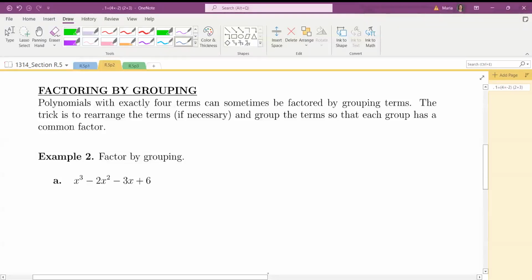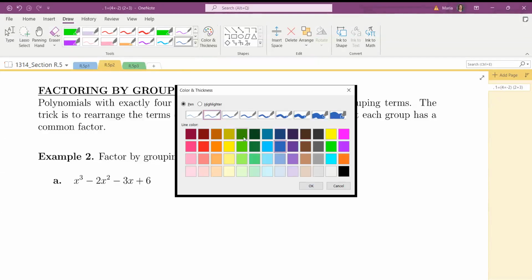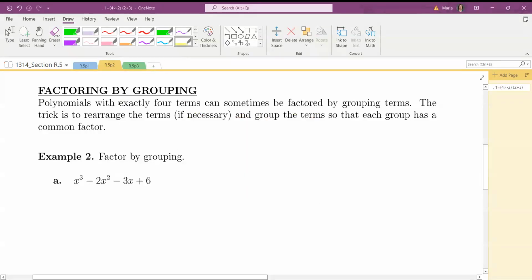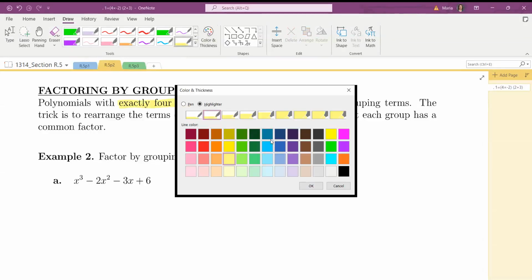The next technique we're going to go over is factoring by grouping. Now, you're going to want to use this technique in a very specific situation. Polynomials with exactly 4 terms can sometimes be factored by grouping terms. The trick is to rearrange the terms if necessary and group the terms so that each group has a common factor. So what you should take away from that is that we're going to use factoring by grouping when there are exactly 4 terms in your polynomial.